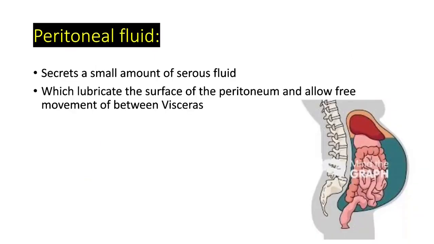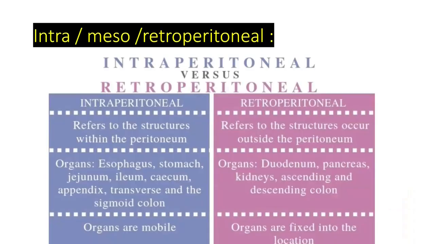so the peritoneal fluid is the fluid that is present in the peritoneal cavity. The peritoneum itself secretes a small amount of serous fluid which lubricates the surface of the peritoneum and allows free movement between the viscera and the muscle layers.